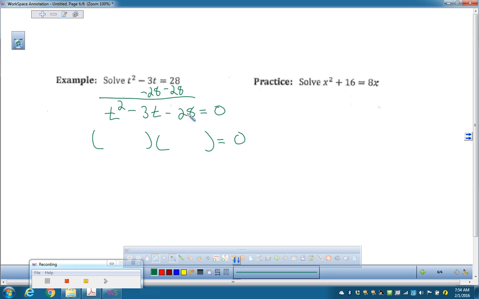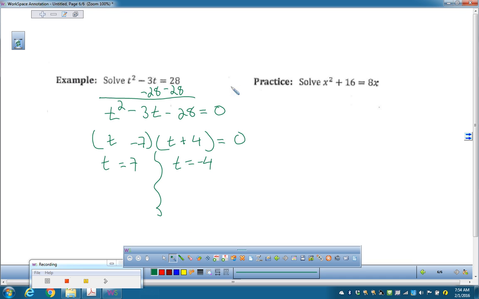Okay? What numbers multiply to -28 and add to -3? -7 and 4. Meadow knows. What, Meadow? -7 and positive 4, right? So -7 and positive 4, so you get t minus 7, t plus 4 equals 0. Now I can do my little squiggly line. Now I get t equals 7, or t equals -4. Okay? Here, you can try this one.